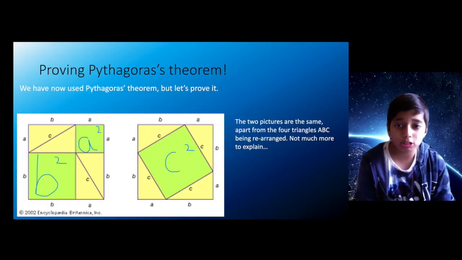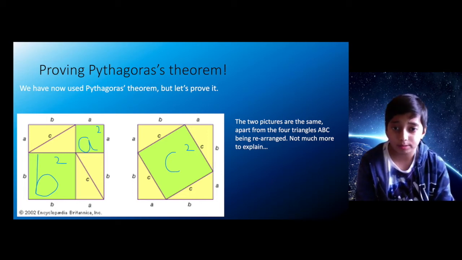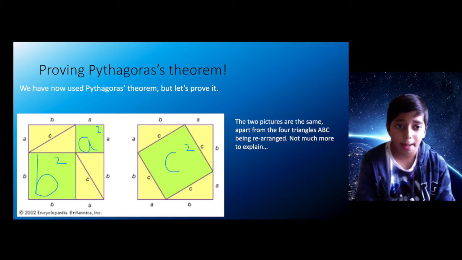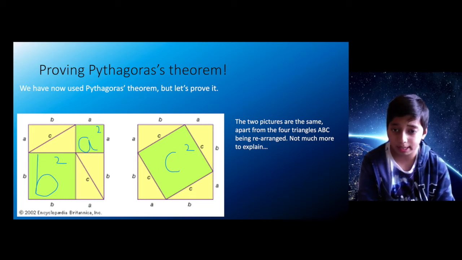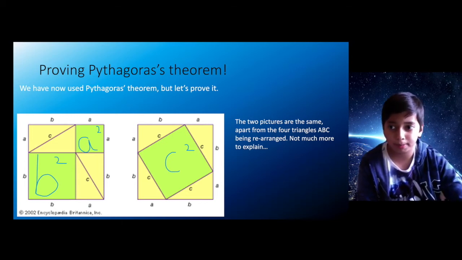We have now used Pythagoras' theorem, but now let's prove it. There are hundreds of different proofs of Pythagoras' theorem. I have picked one of them to explain. The two pictures are the same apart from the 4 triangles being rearranged. In the first one, the green part is made up of a squared and b squared, and in the second one, the green part is made of c squared. There isn't much more to explain.